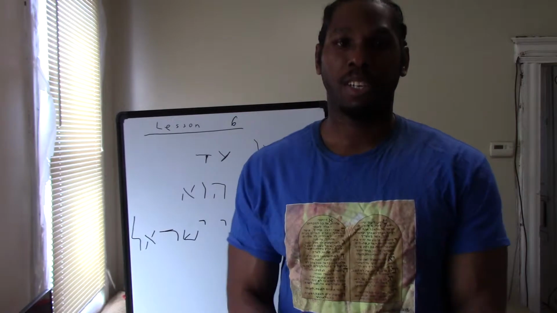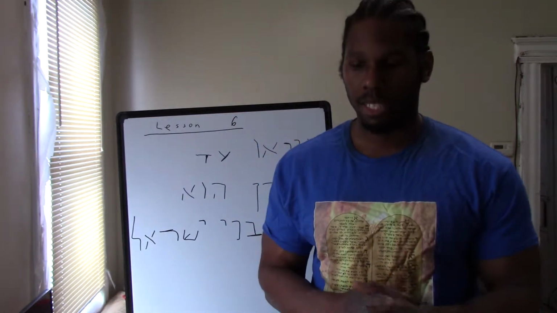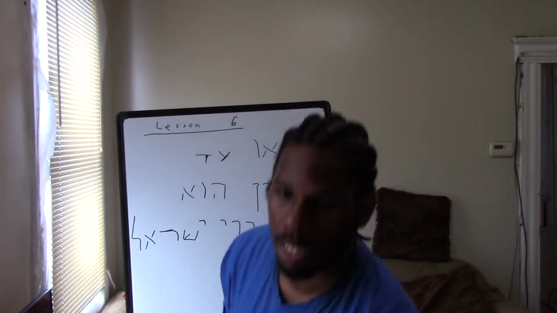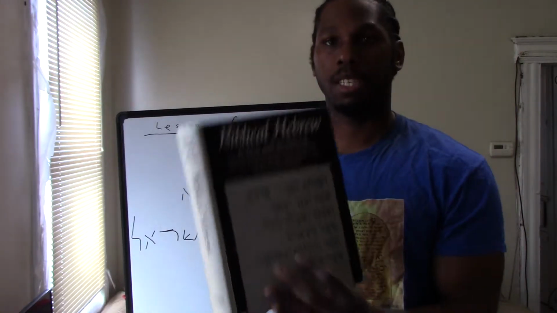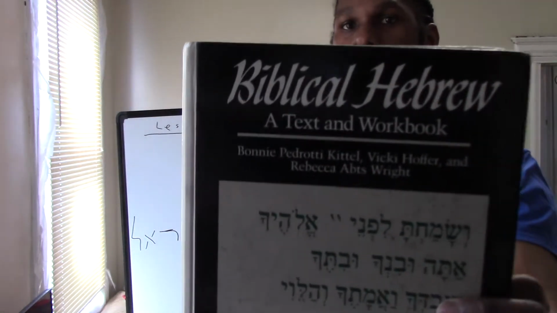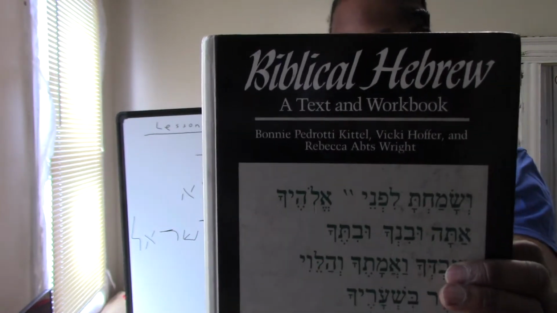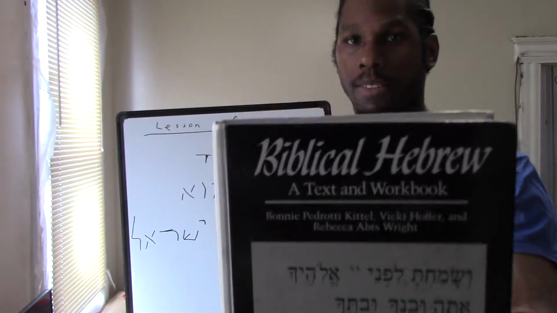This is going into the ancient Hebrew even more deeply. This is textbook lesson number 6. It comes from this textbook right here, Biblical Hebrew. You can get this on Amazon or probably Barnes and Noble, things like that, online.